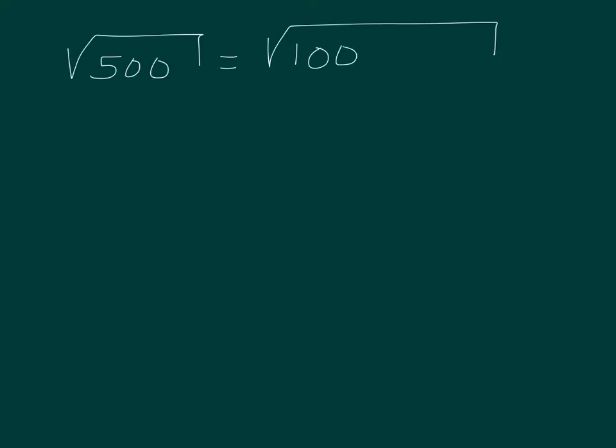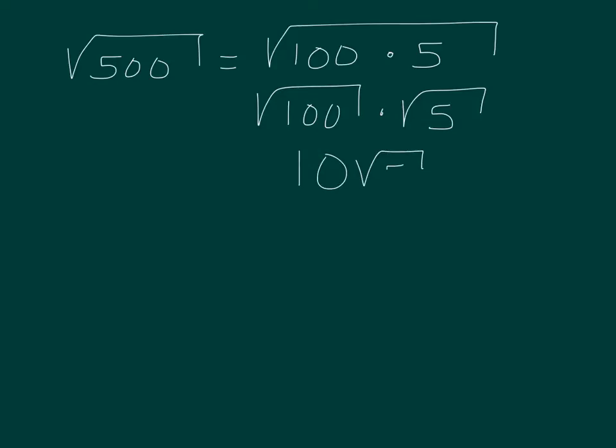Here's another example. The square root of 500 we might write as 100 times 5. Then we could take the square root of 100 separate from the square root of 5. The square root of 100 is 10, and we cannot take the square root of 5.